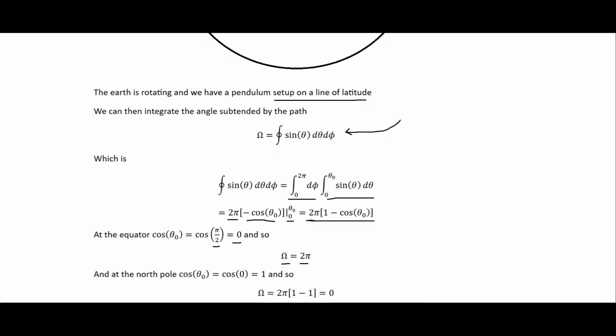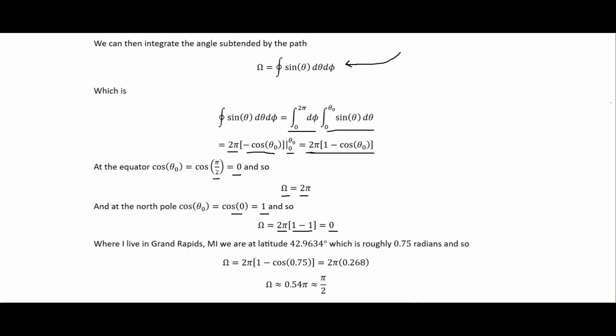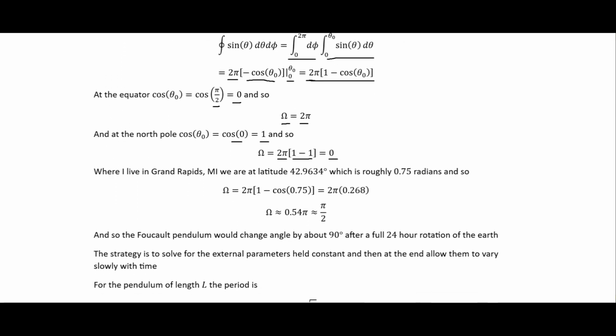At the North Pole, we have cosine of 0 equals 1, and so we'd have 2 pi times 1 minus 1, which would just be equal to 0. But if we look at an intermediate place, so if we look at Grand Rapids, Michigan, which is where I live, this is at a latitude of 42.9634 degrees, which is roughly 0.75 radians.